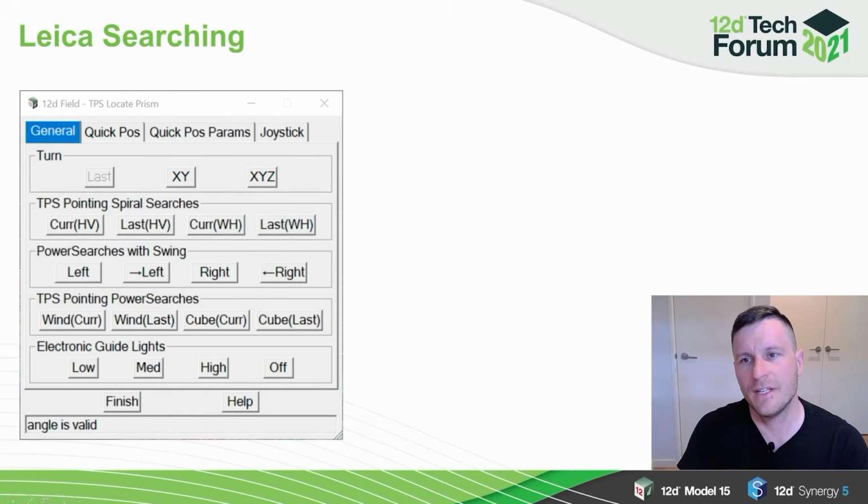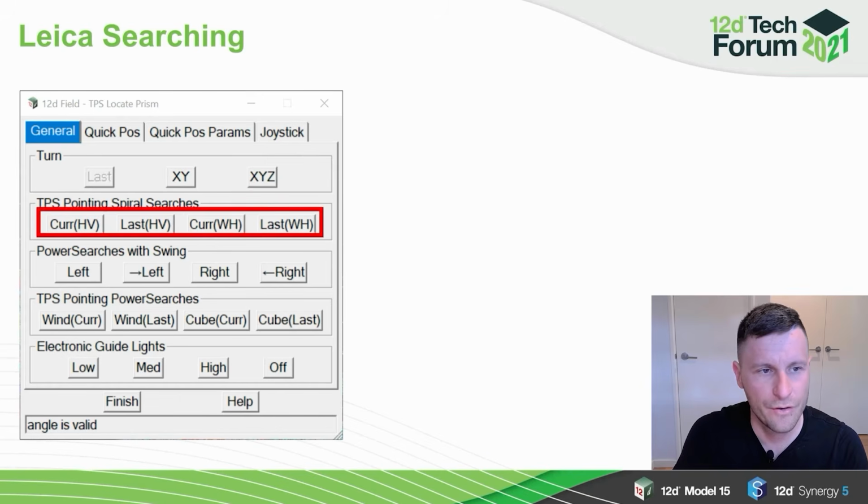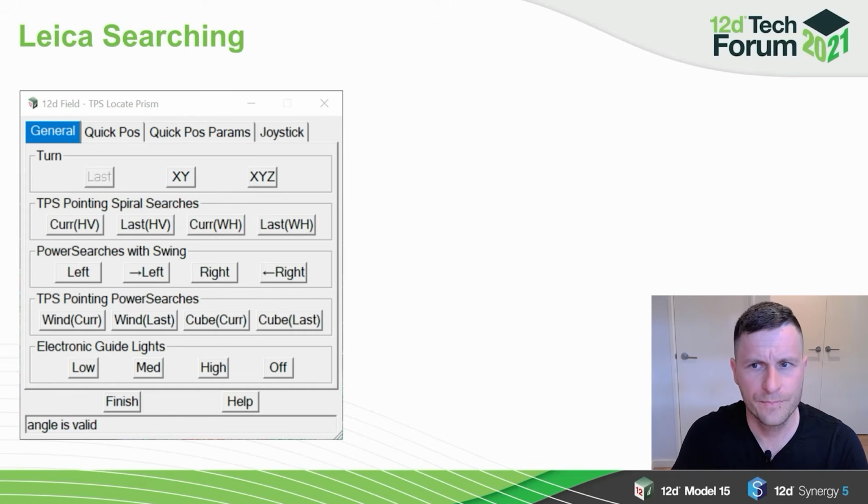Next, we're going to cover the Leica searching. So the Leica searching has been broken up into the spiral search, which is the traditional search, the power search, and the pointing power searches. So first I'll cover the spiral search. That's where no power search is involved. The instrument simply turns and searches for the prism within the window. Quite slow and quite old.